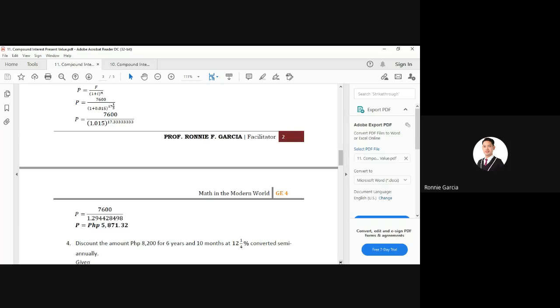Number 4: discount the amount 8,200 pesos for 6 years and 10 months at 12 and 1/4% converted semi-annually. So converted is just the same as compounded. I will give you time to solve.